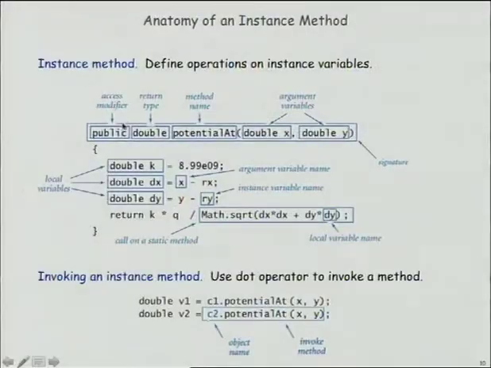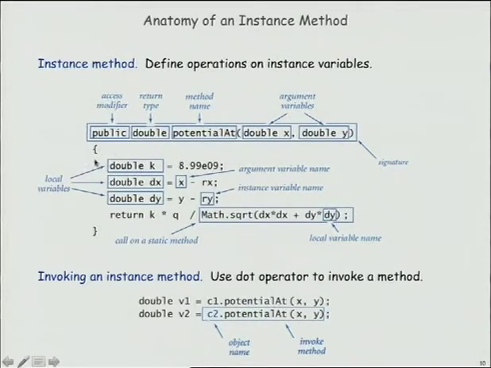So let's go through it. Public means it's accessible from client code. The convention is that the things that you make available for clients to use should be public, and all other helper methods should be private. Double is the return type. In this case, the charge will return a double. And then I have the method name, potentialAt, and then I have the argument values.